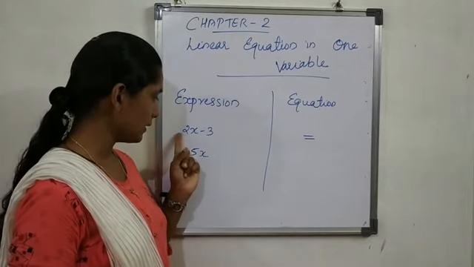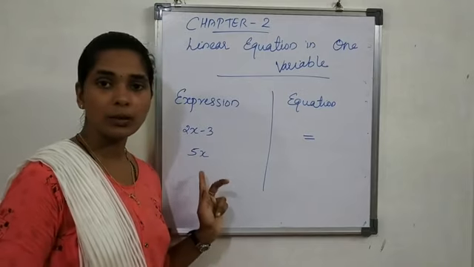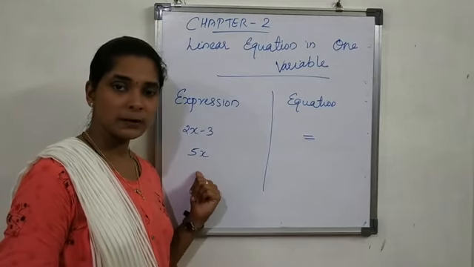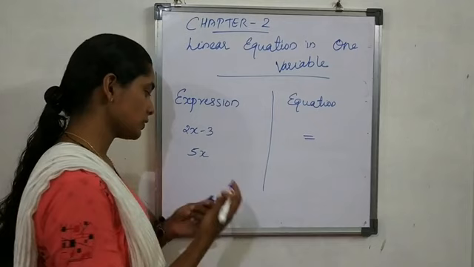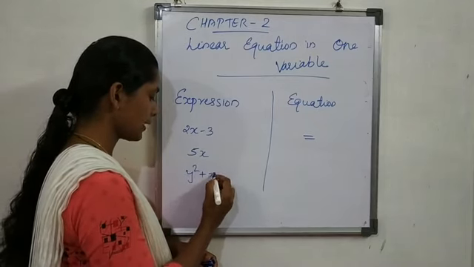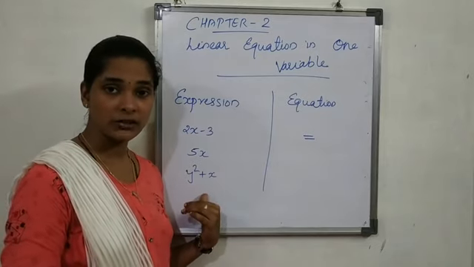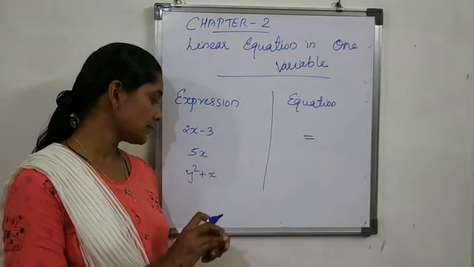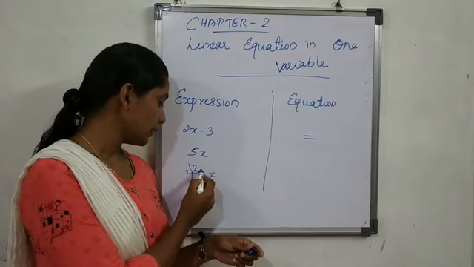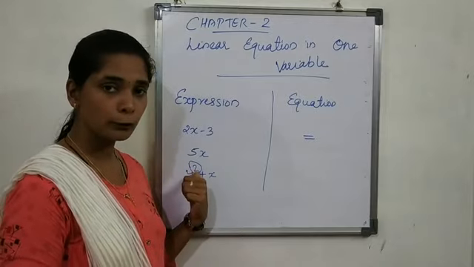Here only one variable is there. In 2x minus 3 the variable is x, and in 5x the variable is x. There are also expressions in two variables, such as y square plus x. This is an expression containing two variables, and here the degree of the expression is 2. Degree means the power is 2.